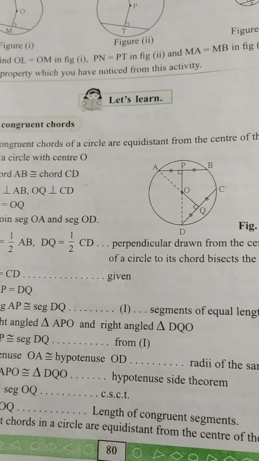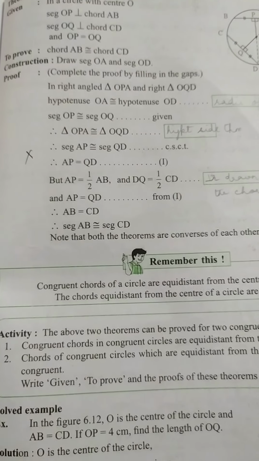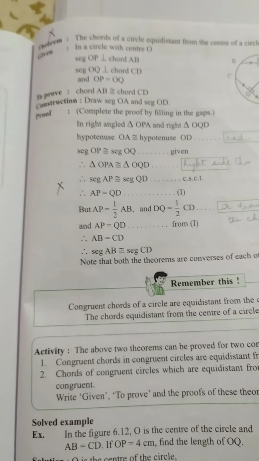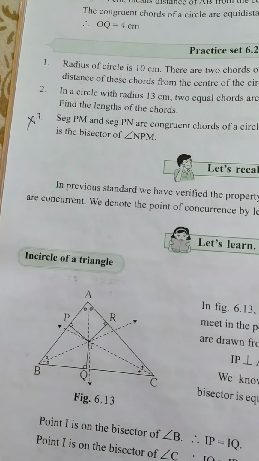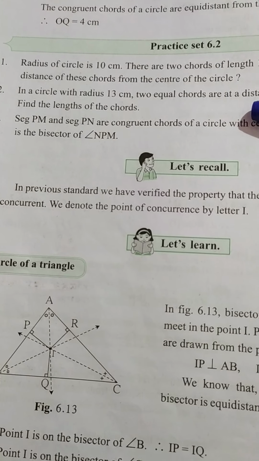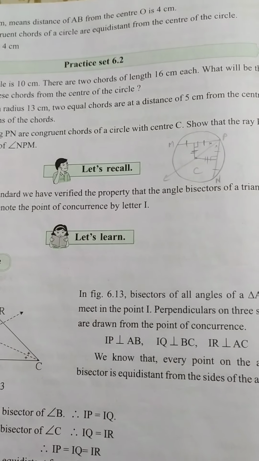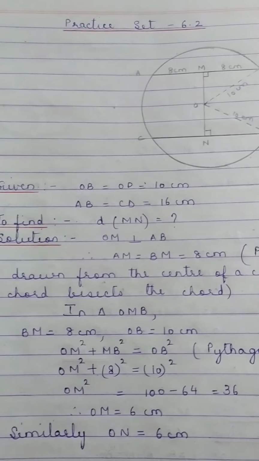Okay. Now on page number 81, this theorem is not there for your syllabus for this year. Okay. We go to the exercise 6.2. You have 3 questions out of which 1 and 2 I will be doing. Third question again is not there in your syllabus. Okay. Let's go to the first question of exercise 6.2. This is how it's supposed to be done.